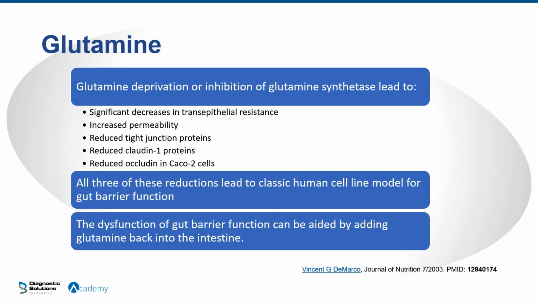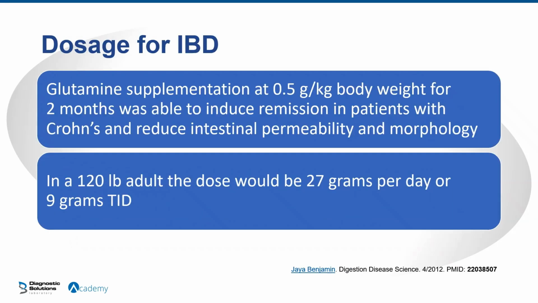A glutamine-deprived state will inhibit glutamine synthetase and can lead to decreased transepithelial resistance, increased permeability, and then reduced tight junction formation on a multitude of levels. All of these being reduced can cause human cells to basically lead to GI dysfunction, and that dysfunction of the barrier will lead to glutamine being missing and the intestines being not at all healthy.